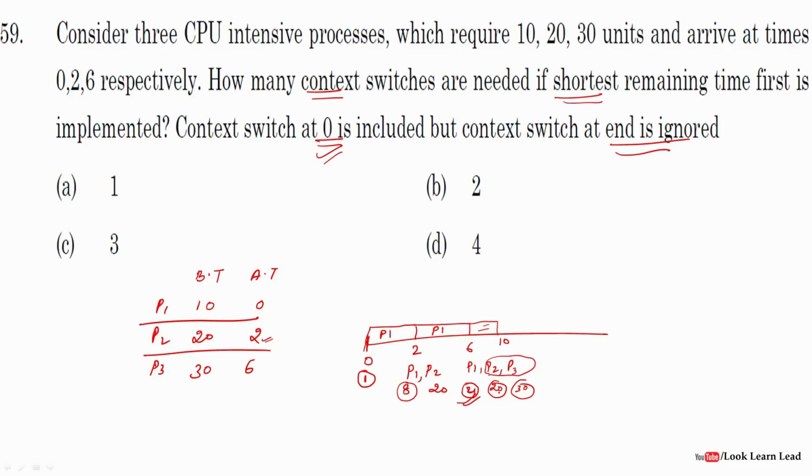Now here the context switch will occur. The second context switching will occur when P1 has finished and P2 would start. It would run for 20, that is till 30. The third context switching will occur when P2 has finished its execution and P3 has started. So we have 1, 2 and 3, 3 context switches there. In the end we would ignore. So we have 3, C is our answer. Okay, next question.